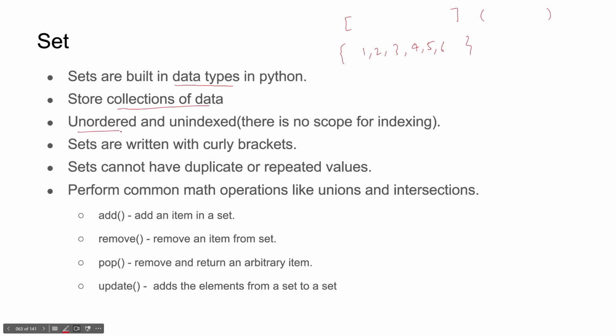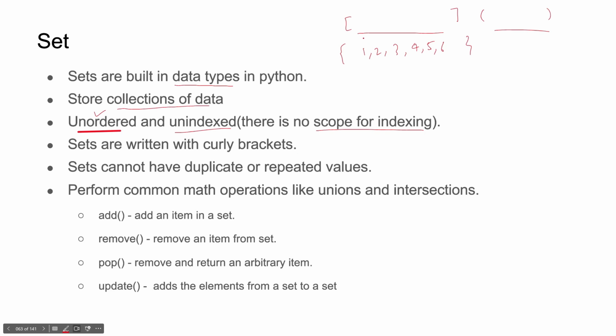It is unordered. If you see, list is ordered, but this is unordered. Unindexed. Indexing won't work here. If you want to play the indexing game, then you should use list or tuple. But there is no scope of indexing here because it does not have any order. So you can't use indexing. Right? Indexing is based on the order, right?